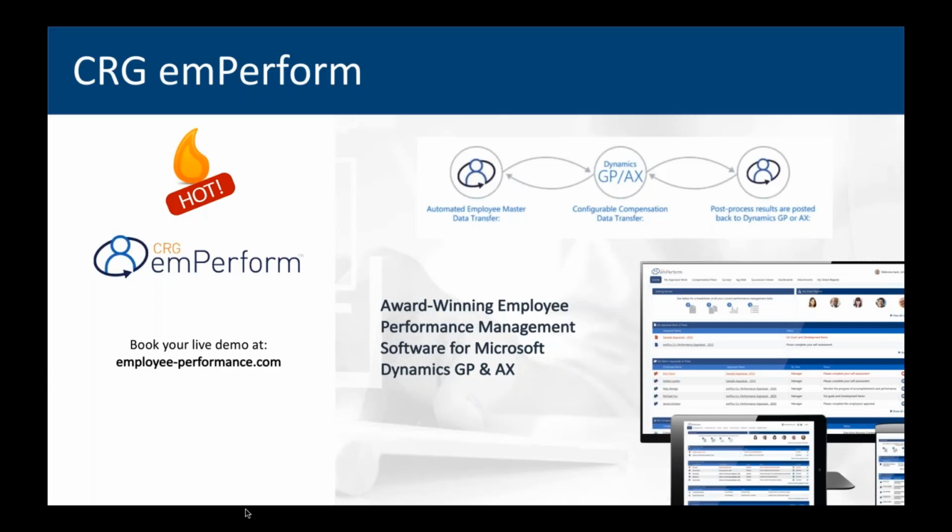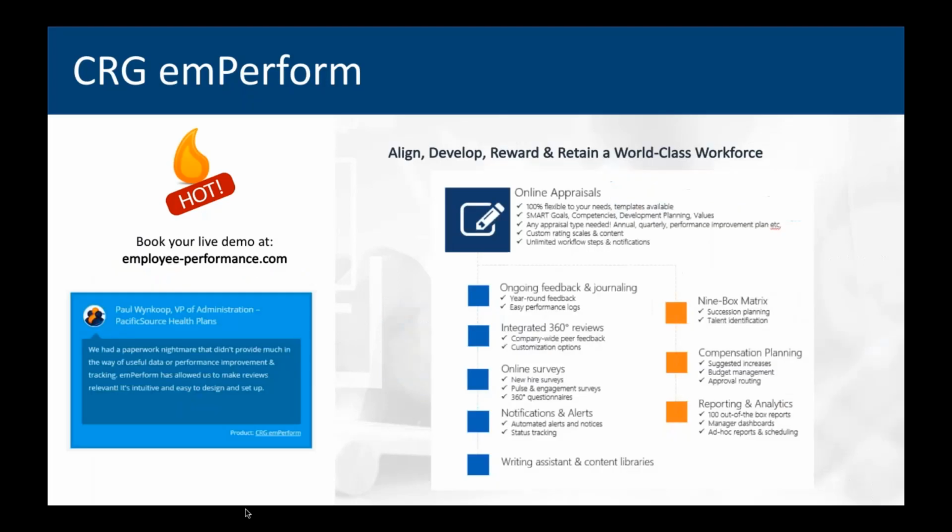It's something that is not resident in GP HR, as you probably know, and really helps organizations with performance and something that your HR team will get really excited about. So, the various pieces, I mentioned them, but they're included here. Some of the big items are really flexible appraisals, so we can design performance reviews in a way that makes sense for your organization. Ongoing feedback and journaling, integrated 360.